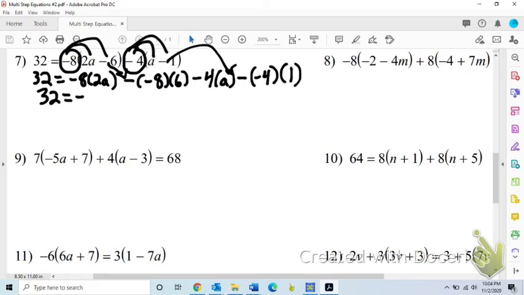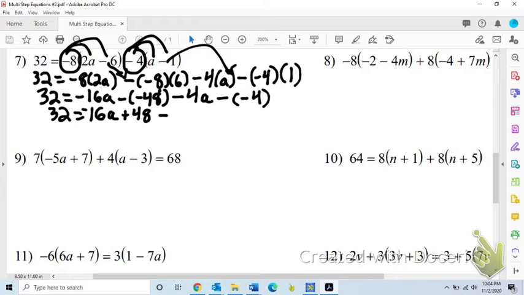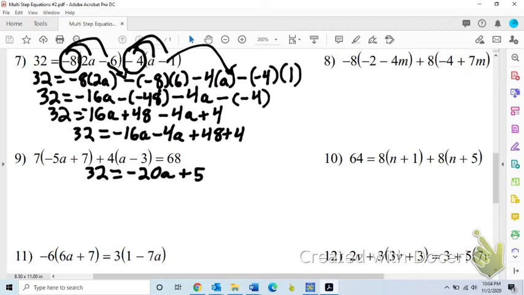32 equals, do our multiplication, negative 8 times 2a, negative 16a, minus negative 8 times 6, negative 48, minus 4 times a, 4a, minus negative 4 times 1, negative 4. We're going to clean up our positives and negatives. We have a negative 48, that's positive 48, and we have a negative 4, so that's positive 4. We then rewrite to put everything together, combine like terms, and so now we have 32 equals negative 28 plus 52.